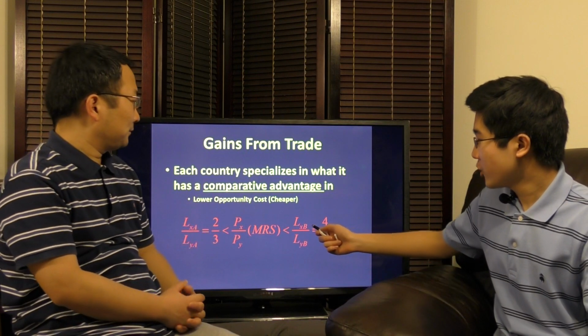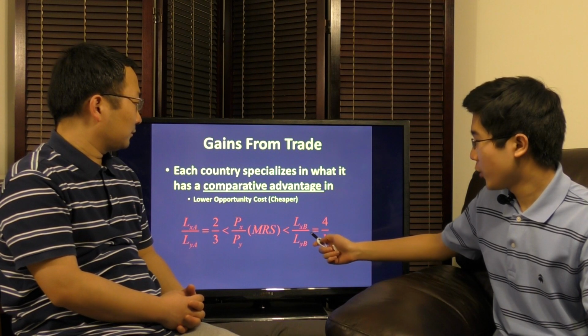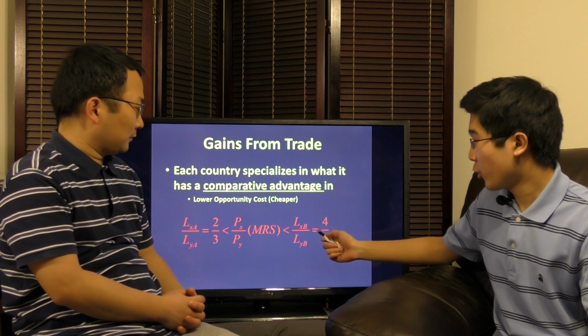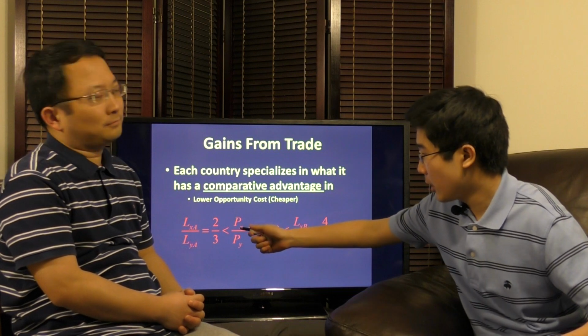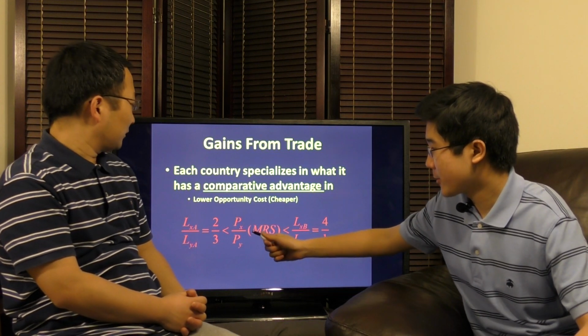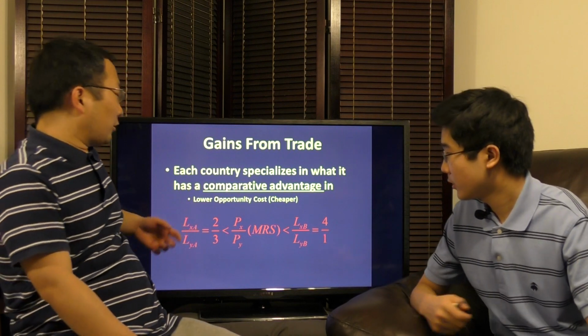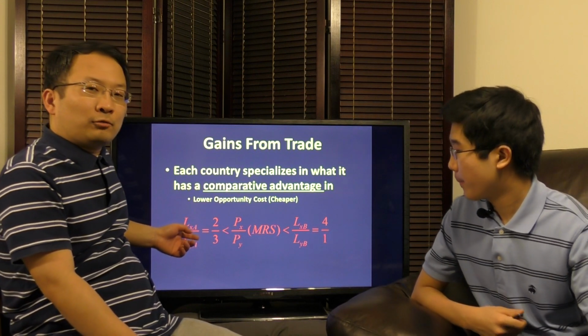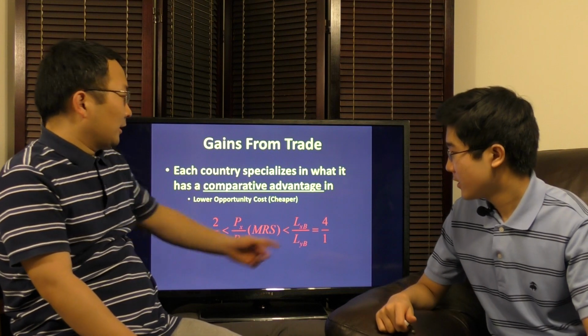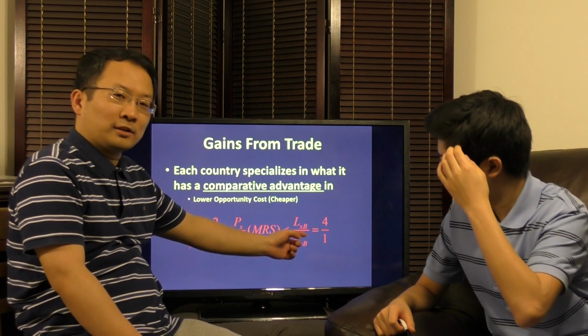Country B gets a lower price for the good that is more expensive for it, and country A gets a lower price for good Y, which is more expensive for it. It's pretty straightforward, because for country A, we still remember good Y is more expensive, and for country B, good X is more expensive.